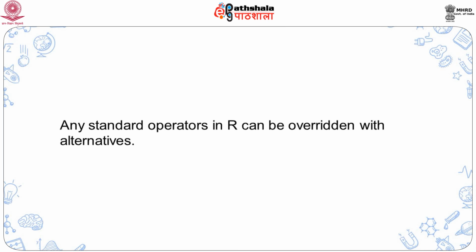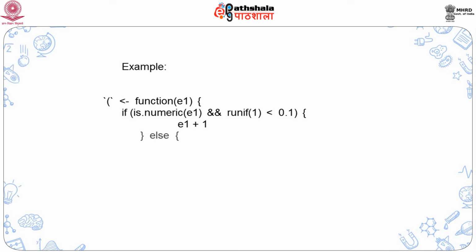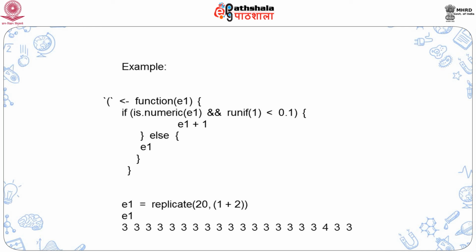So you can apply the same idea to do other things. Since all of the standard operators in R are functions, you can override them with your own alternatives. So consider the example which had been given here. Here also we have a function of E1, with these sets of arguments here, and finally look at the output. Since we have given E1 equal to replicate(20, 1 + 2), we have this as our output. So here 1 has been added to any numeric calculation inside the parentheses, as we can see from the R code as well.